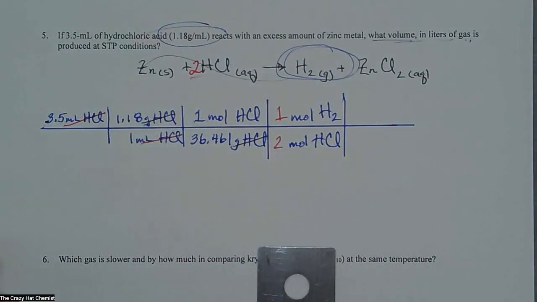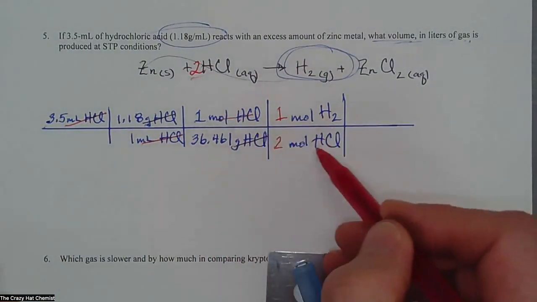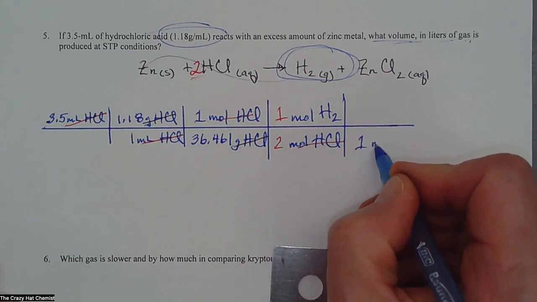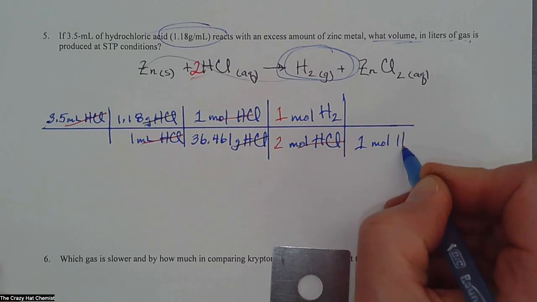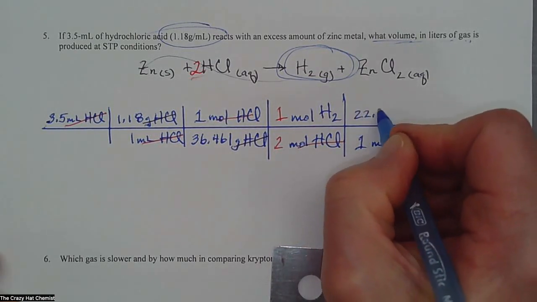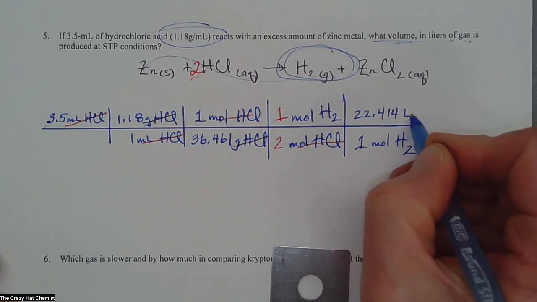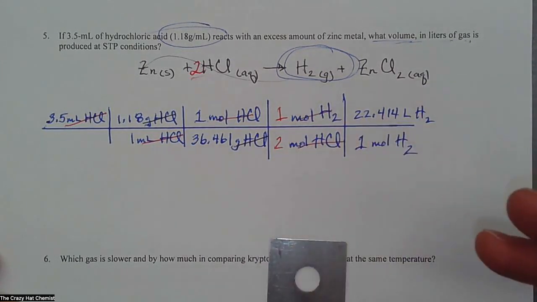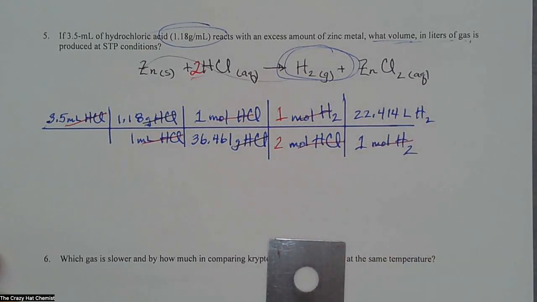This enables us again to cancel out moles of HCl. 1 mole of H2 is equal to 22.414 liters of H2. And that occurs only at STP. This enables me to cancel out the moles of H2.